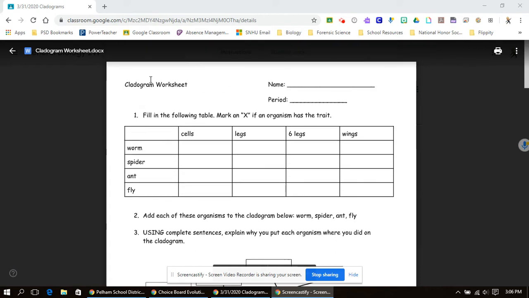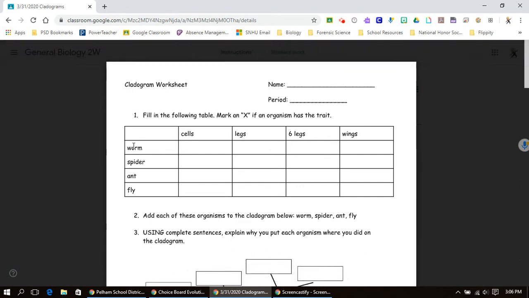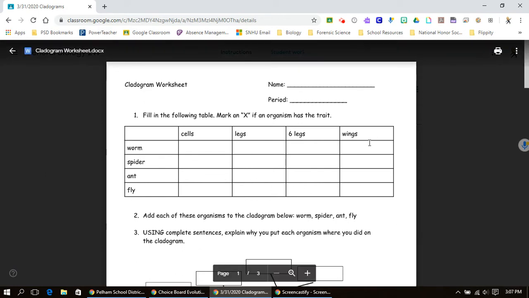So basically, for this chart right here, you were going through and just putting an X next to whether or not the organism has that trait. So all organisms would have cells. Legs, worms don't have legs, so you would not put an X there, and so on all the way through until you get to wings.